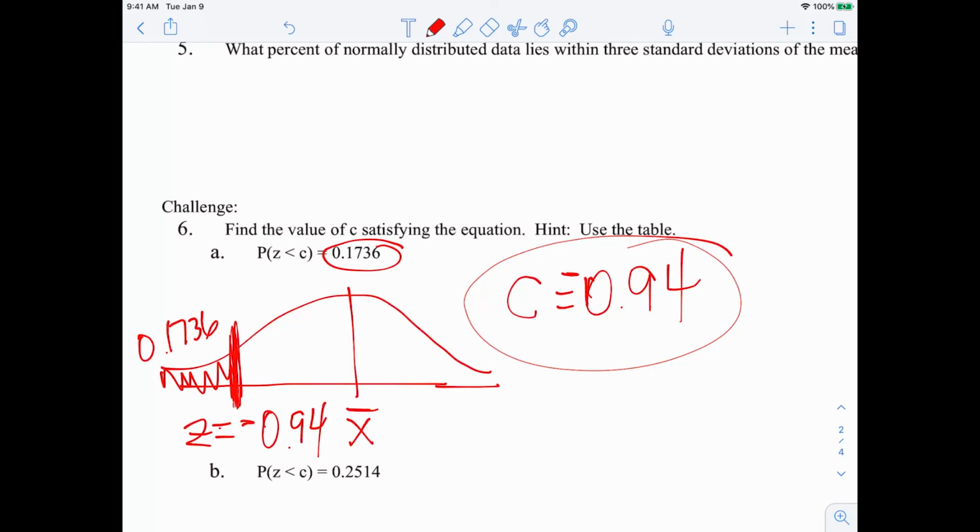I'm going to leave you guys to try and figure out B on your own using the same idea and see if we can't come up with that.